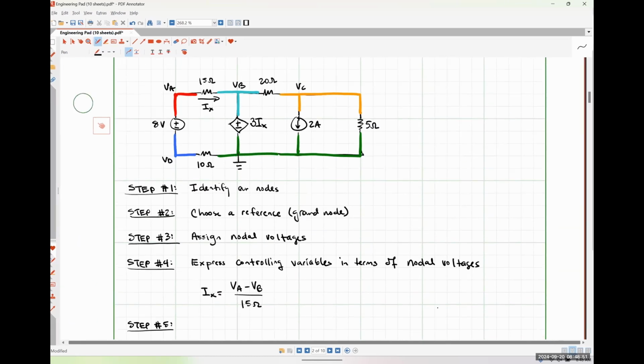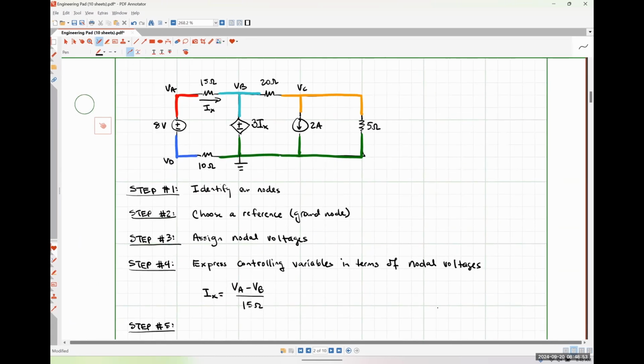So when we try to apply Kirchhoff's current law at node A, what we're doing is we are adding this current flowing down plus this current flowing to the right. It's the exact same thing we've been doing every other time we applied KCL. The current flowing to the right is pretty easy because it's the same thing as Vx, or excuse me, Ix. So we already know what that is. It should be VA minus VB over 15. But what's the current flowing down through the 8-volt source? How can we express that in terms of our nodal voltages?